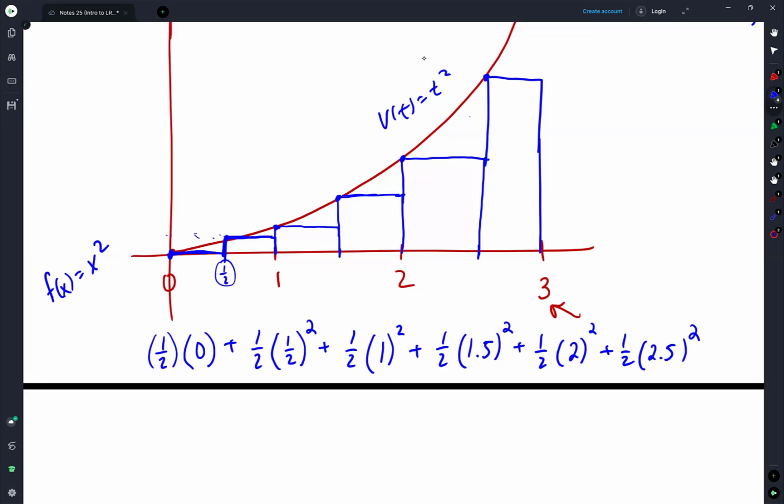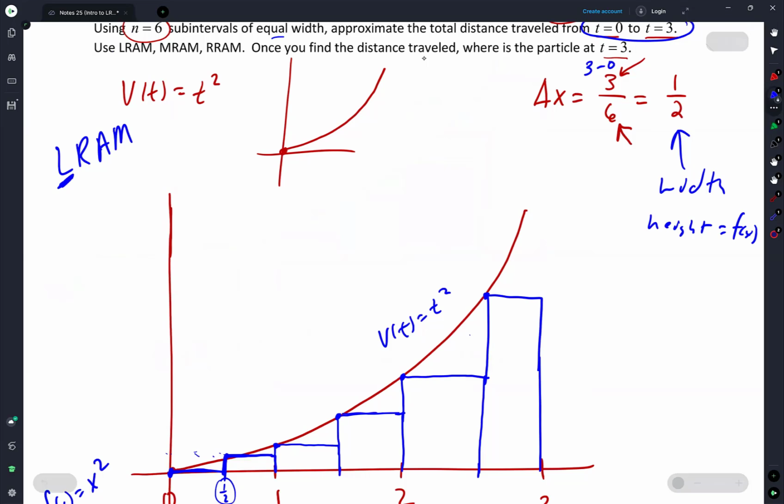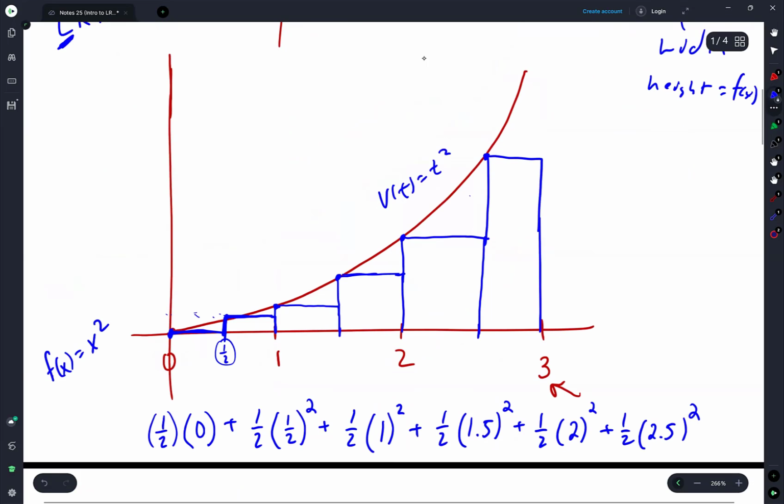You should see 6. 1, 2, 3, 4, 5, 6. Because at 3 I don't have another rectangle. They told me to do 6 rectangles of equal width. So I have 6 of them. Well, technically 5, but there's 6. The first rectangle just has an area of 0.